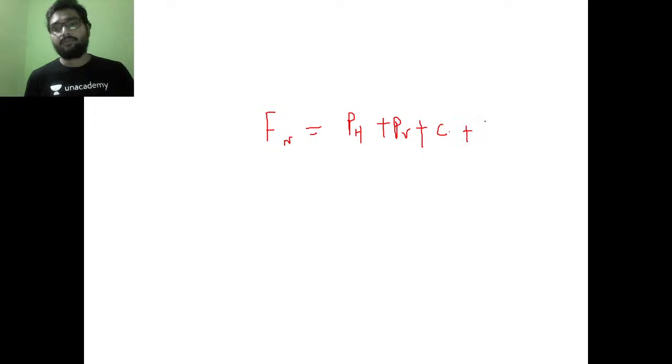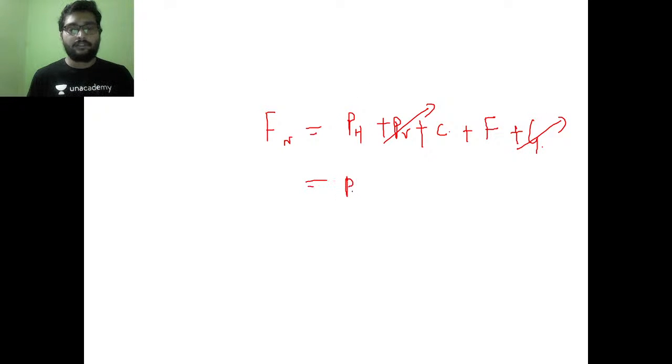So the final net force will be PH plus PV plus Coriolis force plus friction. Now the PV and G, gravity, the vertical force and gravity cancel out, and what remains is the pressure gradient force horizontal component plus Coriolis force plus friction.